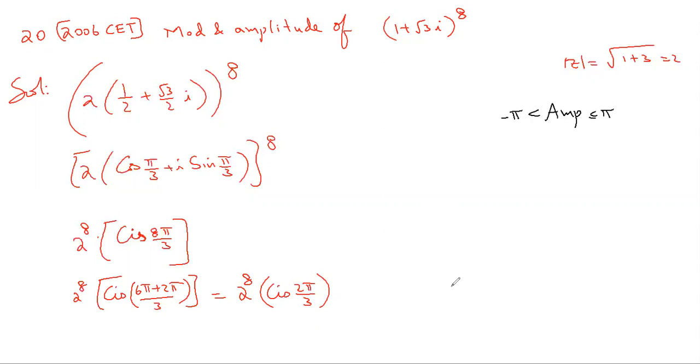The answer for the question is 2 power 8, which is 256, comma, 2 pi by 3, right? So 256, comma, 2 pi by 3 is there in the third option.